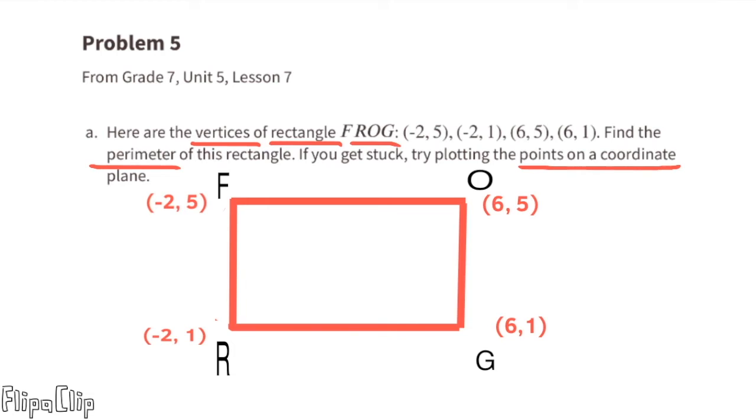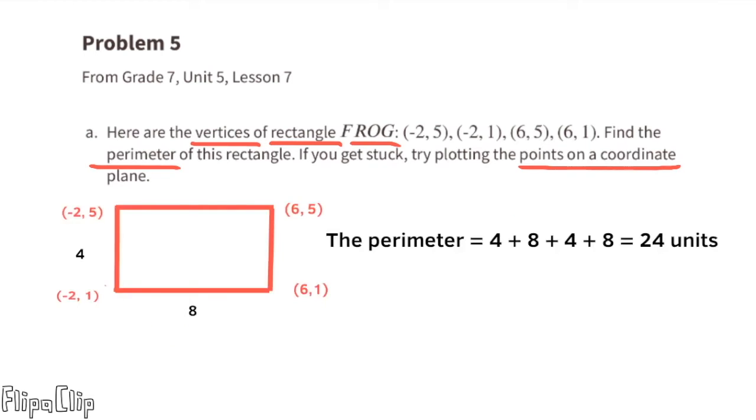I can use these coordinates to help me find the number of units between each vertex, and that'll tell me each side length. The difference of the y coordinates for F and R is 4, so that side length is 4. And the difference of the x coordinates for R and G is 8, so that side length is 8 units. To find the perimeter, we can add up all the side lengths.